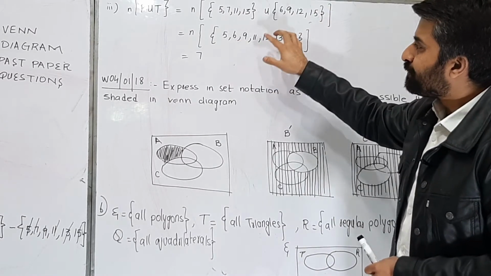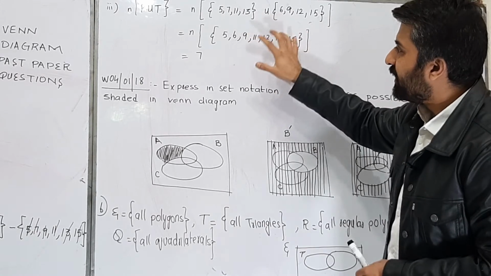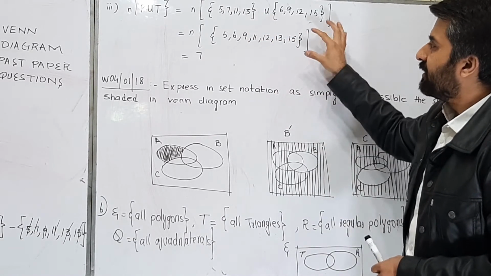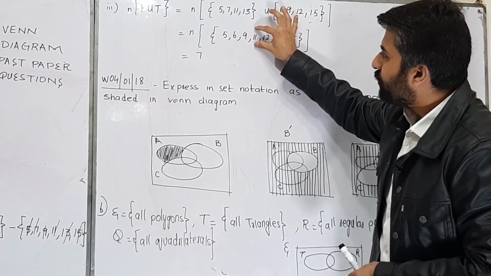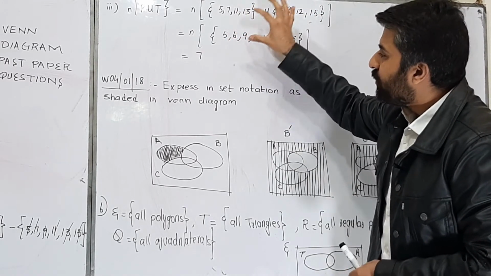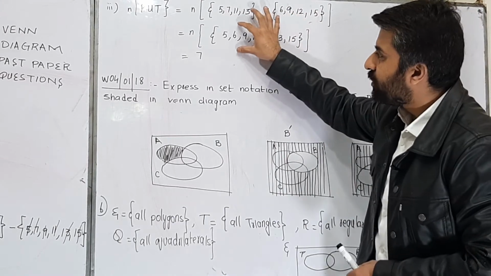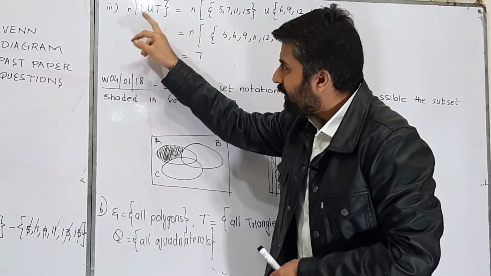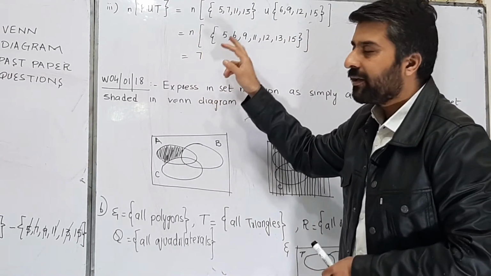So the union of p and t is this set. Now observe how many elements are there in this set. 1, 2, 3, 4, 5, 6, 7. If you count the numbers in this set, they are equal to 7. So the number of elements in p union t is 7.